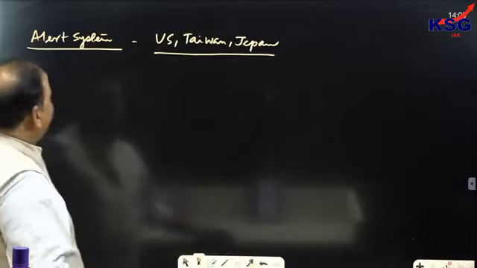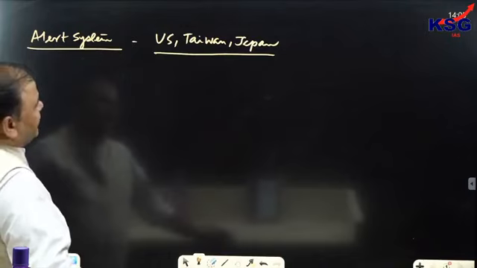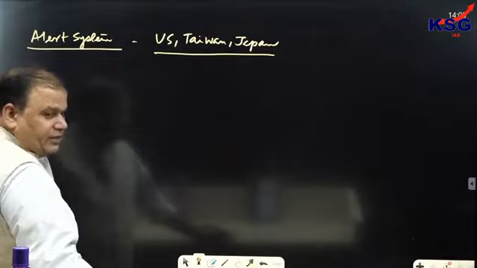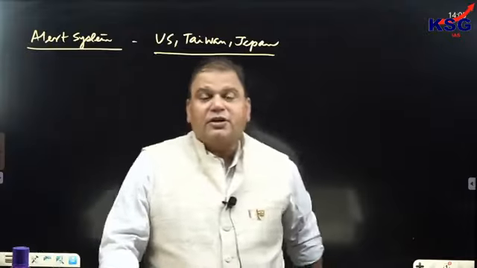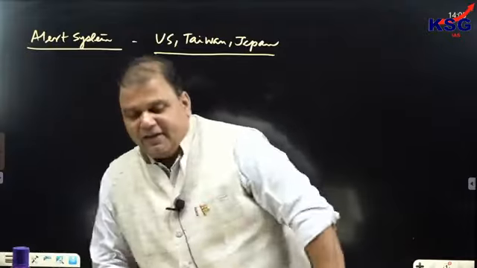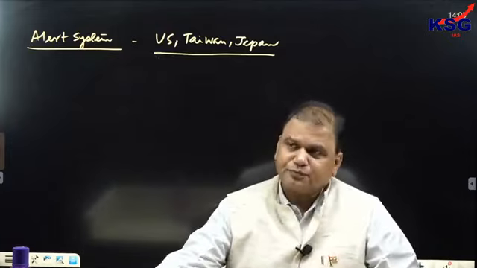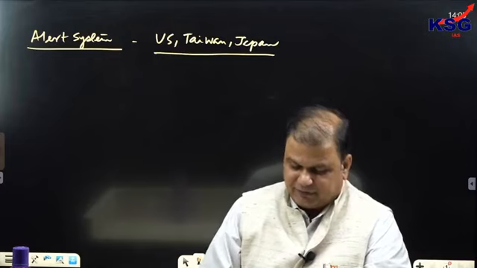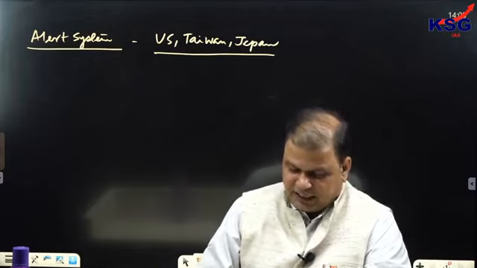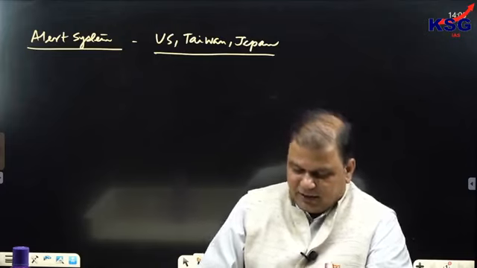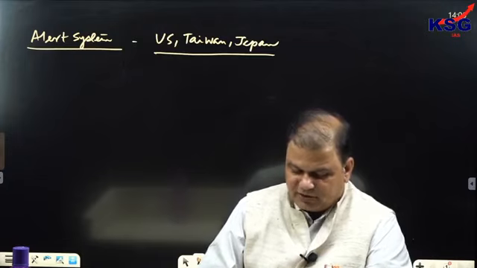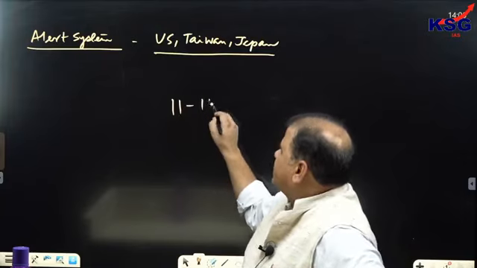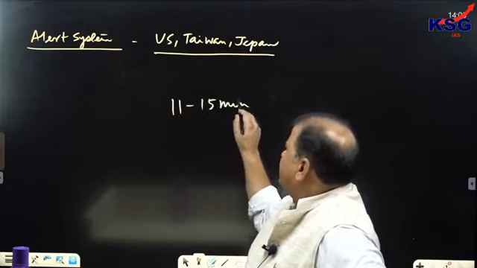Now we have discussed that an alert system has been established in the US, Taiwan, and Japan. And on what is it based? It is based on the time difference between the P and the S waves. There is a time difference of 11 to 15 minutes.